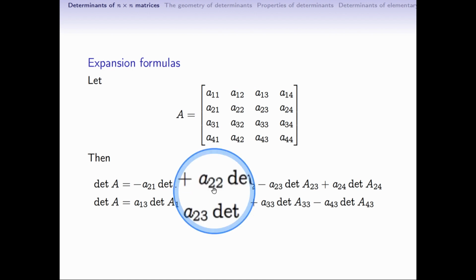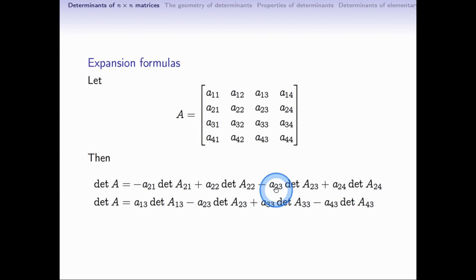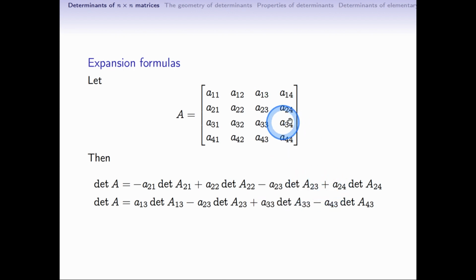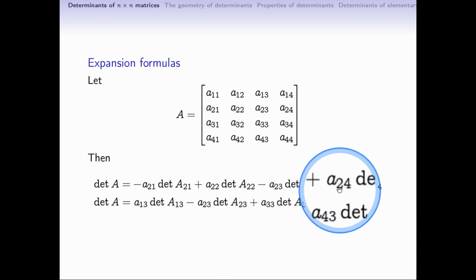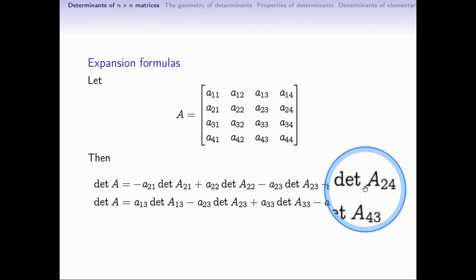And then we're going to have plus A22 times the determinant of its associated minor. And then we're back to a negative position, so minus A23 times the determinant of its associated minor. And then finally, we're back to the last element in row 2. We'll have A24 times the determinant of its associated minor.